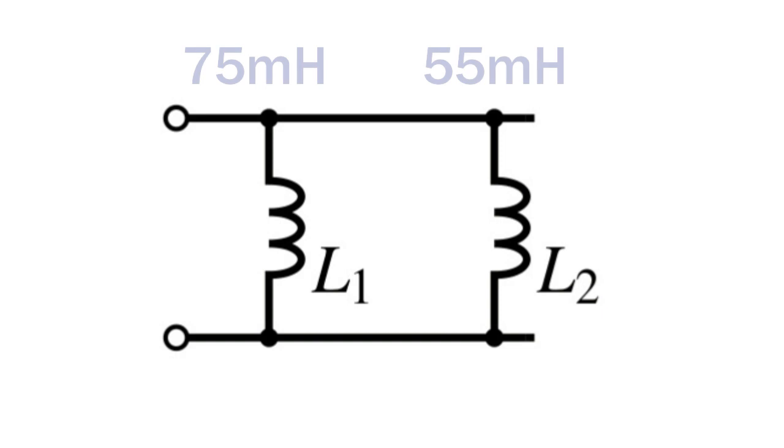Two inductors whose self-inductances are 75 mH and 55 mH respectively are connected together in parallel aiding. Their mutual inductance is given as 22.5 mH. Calculate the total inductance of the parallel combination.